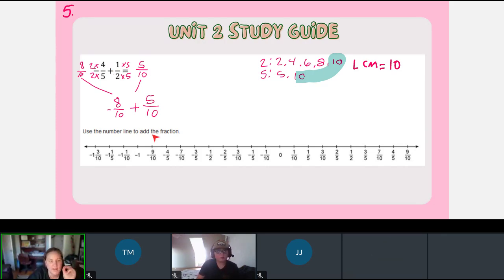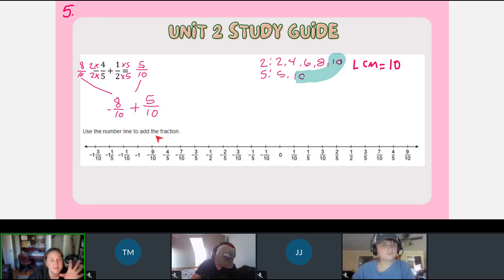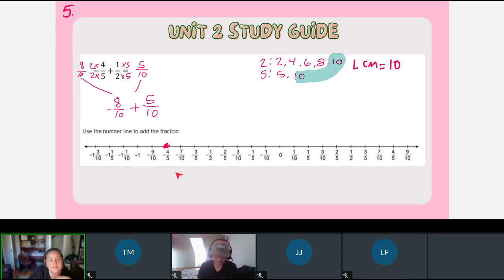Okay, so now we can add. So of course, the same thing, we want to plot our first number. So negative 8/10 is going to be right here. And I know that because this one is negative 7/10. This one is negative 9/10. So this one has to be negative 8/10. 4/5 is just simplified.